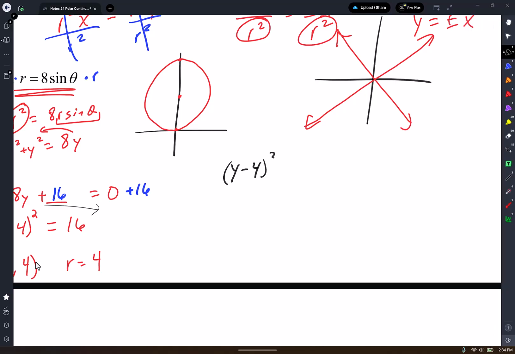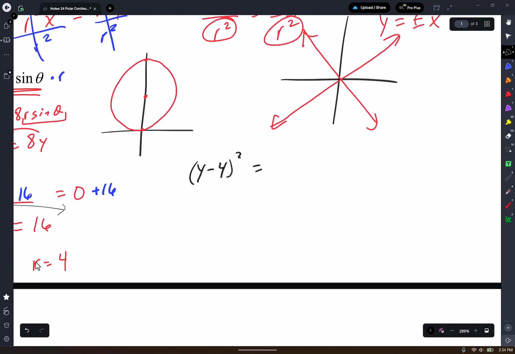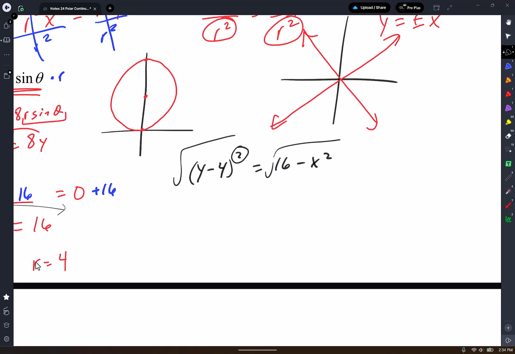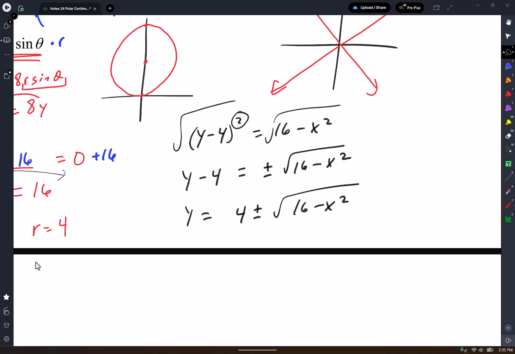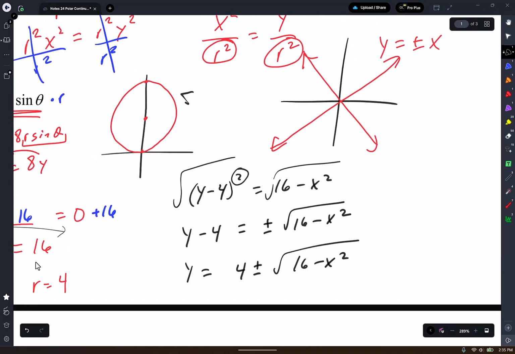Don't write this down, guys. Just observe. Y minus 4 squared equals 16 minus x squared. And then how do I get rid of that square there? Take a square root. Now remember, when you square root, it's plus minus, right? Y minus 4 equals plus minus square root of 16 minus x squared. And then all I got to do is move the 4. So y equals 4 plus minus square root of 16 minus x squared. This will graph the equation of that circle.